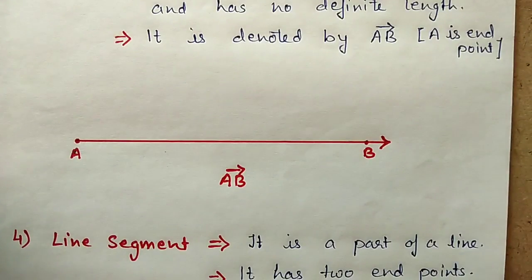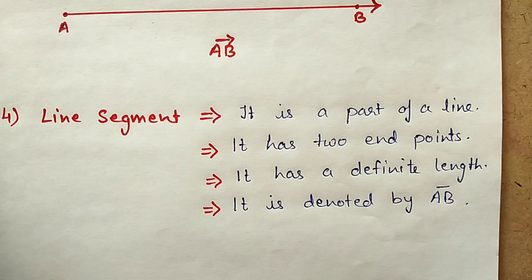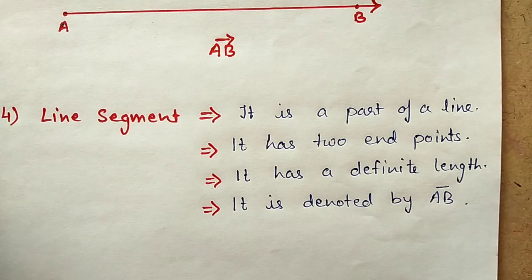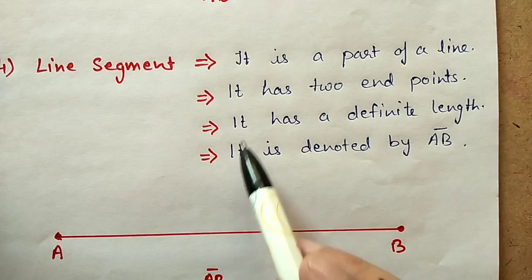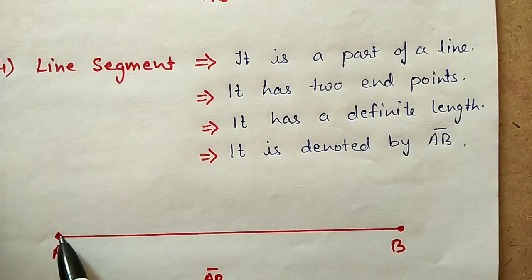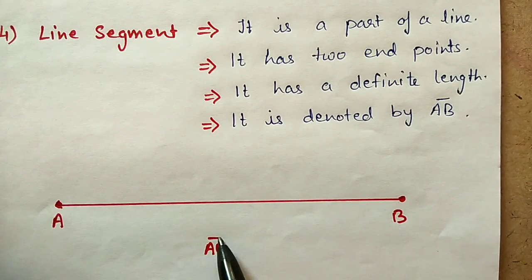After ray we have line segment. A line segment is also a part of a line, but it has both end points. Both the points should be ended here and it has a definite length, because both the points are end points, so we can measure it with the help of a scale. It has a particular length. It is denoted by AB. Above that we have to put one line.